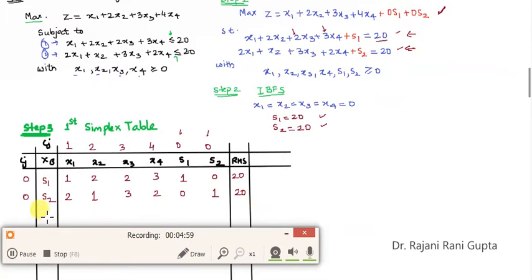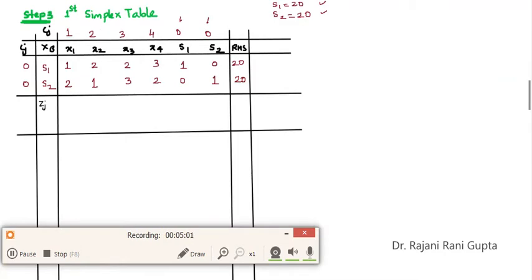Next we will calculate Zj. How do we calculate Zj? 0 multiplied by 1, 0 multiplied by 2 and add them. That gives you 0. As both s1 and s2 are 0, this whole row will be 0. Next is Cj minus Zj. Cj is here on the top. 1 minus 0 gives you 1. 2 minus 0, 2. 3 minus 0, 3. 4 minus 0 is 4, and then 0 and 0.